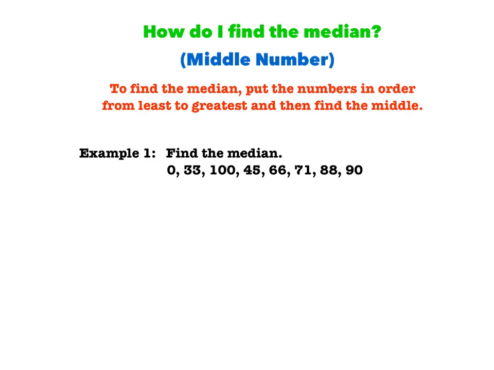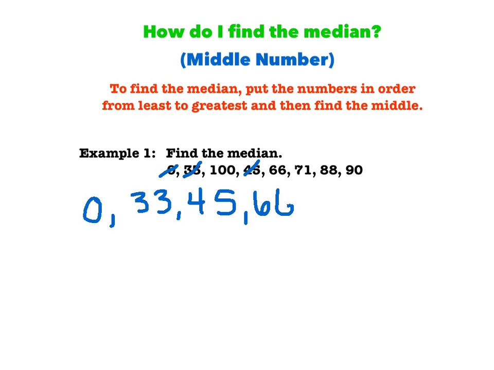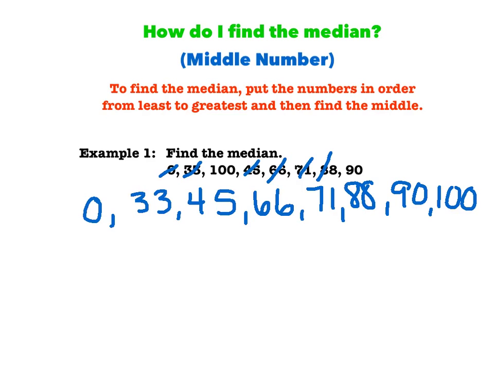So now I need to find the median. The median, again, is that middle number. And in order to find the median, you need to put the numbers in order from least to greatest, and then you're going to find the middle. So I'm going to start by having 0, 33, 45, and that looks like it's 66, 71, 88, 90, and 100. So now that I have them in order, I'm going to cross them off.